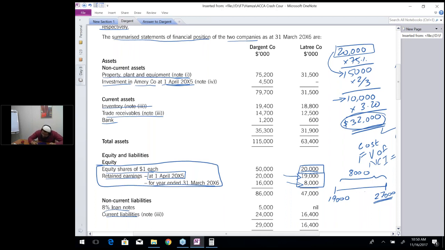Now we have acquired the subsidiary 3 months before the year end, somewhere over here. 9 months after the start of the year and 3 months before the year end. So can you tell me the retained earnings at the date of acquisition? Can you calculate the retained earnings at the date of acquisition?